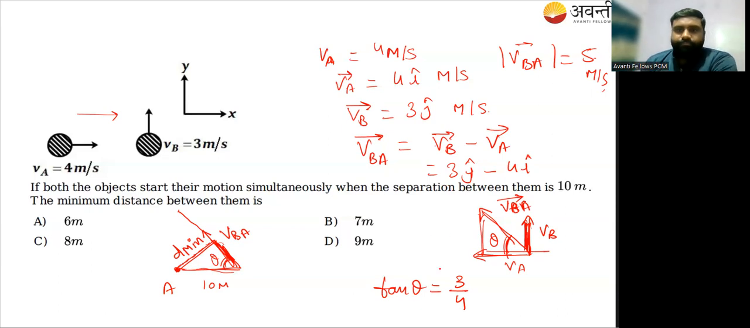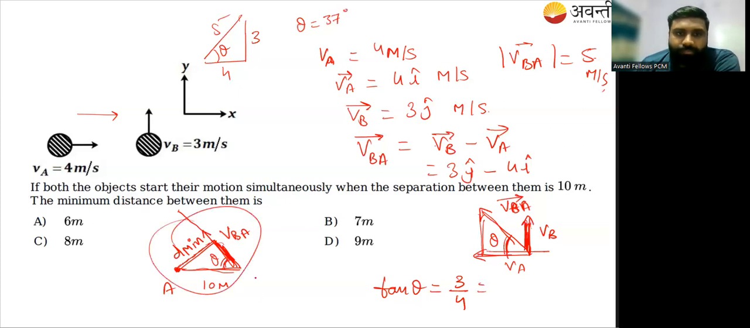Now we know that there is a triangle in which 3 is this side, 4 is this side, so this side will definitely be 5. This angle theta here is nothing but 37 degrees. If you apply sine theta in the d minimum triangle, sine theta will be perpendicular, which is d minimum, over hypotenuse, which is 10 meter. So perpendicular is d minimum, hypotenuse is 10 meter.